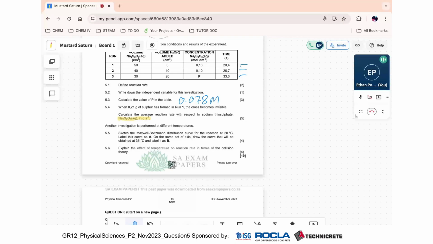Going on to 5.6. So, in terms of collision theory, there's a lot of different ways you can phrase this, but you just have to include a couple of key phrases. So, the collision theory is basically at higher temperature, particles move faster and have more kinetic energy. Therefore, more molecules have sufficient kinetic energy for an effective collision. So, where it can collide with another molecule and react. So it's basically correlating higher temperature means higher kinetic energy, which means more collisions, which means faster reaction.